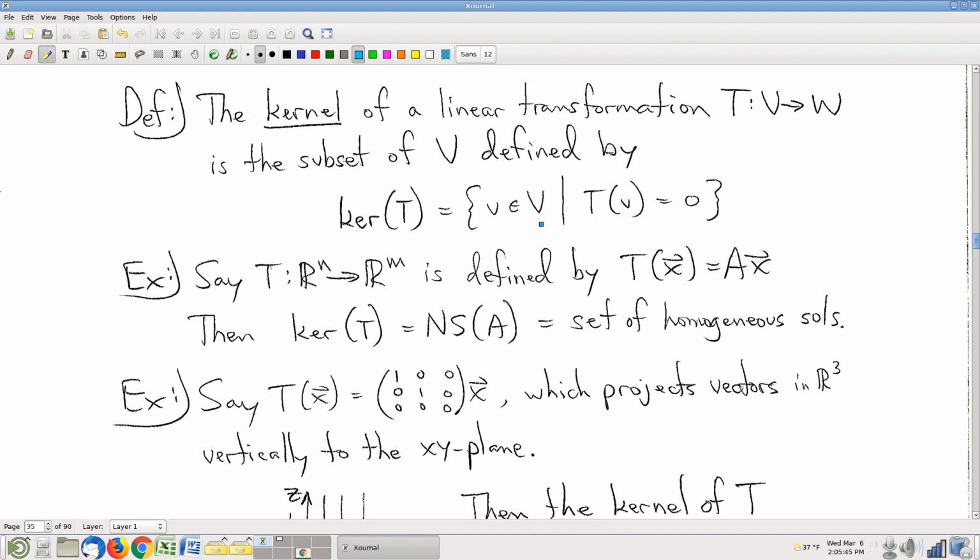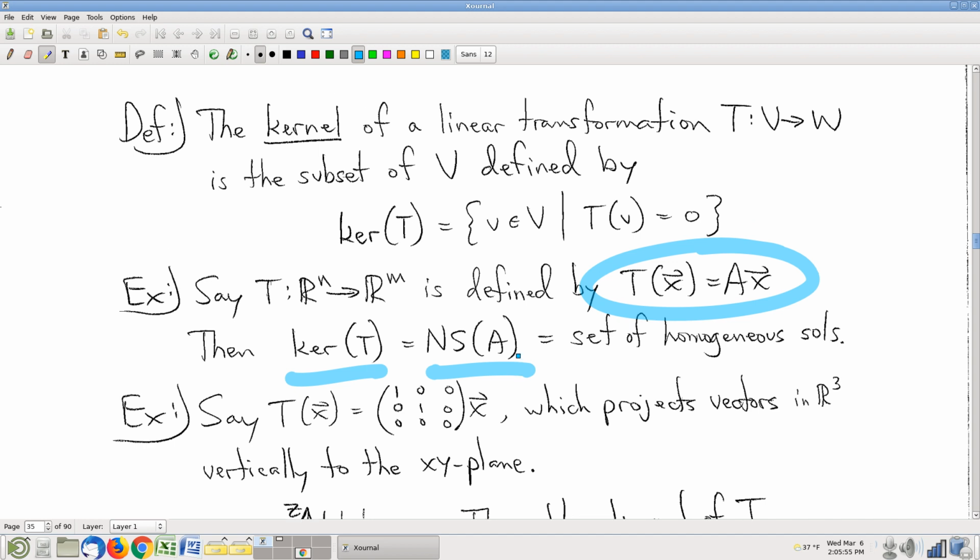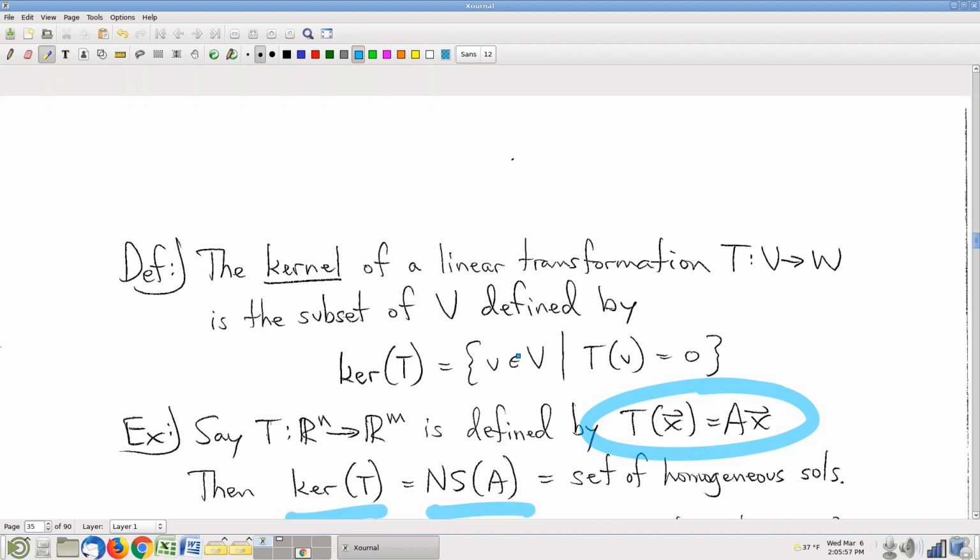Notice, for example, if you think of a matrix as a function, the kernel of that matrix is this familiar old concept of null space. Right? If I need T of V to equal 0, that means I need AX equal to 0. What X's have AX equal to 0? That's the definition of the null space.